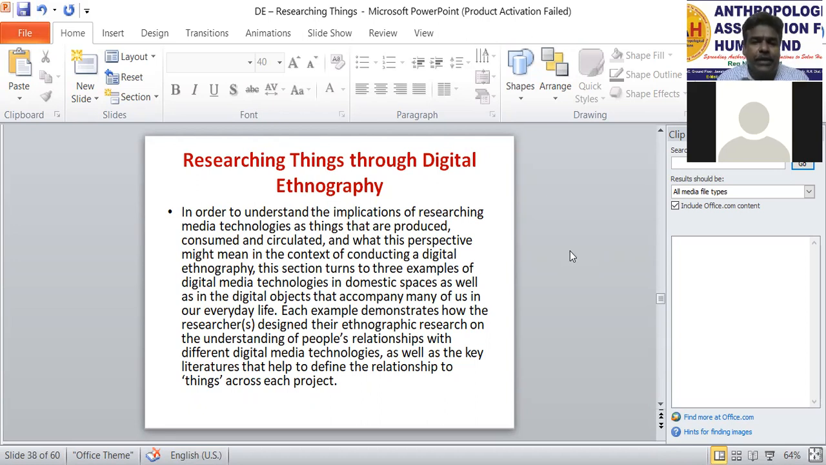In order to understand the implications of researching media technologies as things that are produced, in the context of conducting a digital ethnography, this section turns to three examples of digital media technologies in domestic spaces, as well as in the digital objects that accompany many of us in our everyday life. Each example demonstrates how the researchers designed their ethnographic research on the understanding of people's relationships with different digital media technologies, as well as the key literatures that help to define the relationship to things across each project.